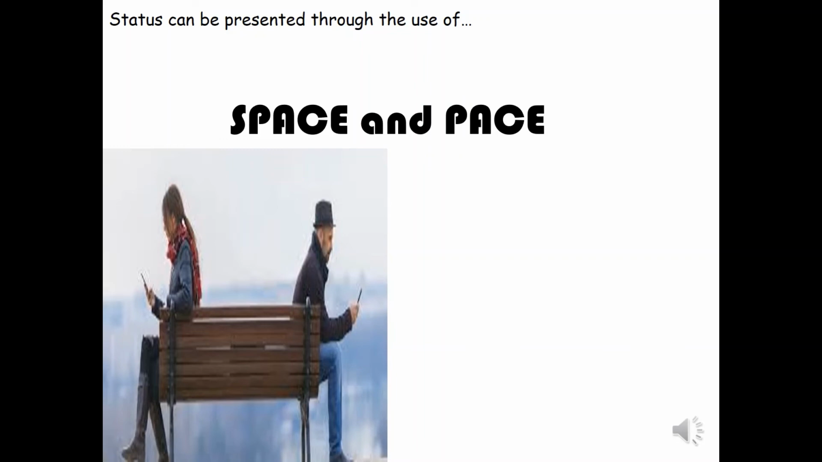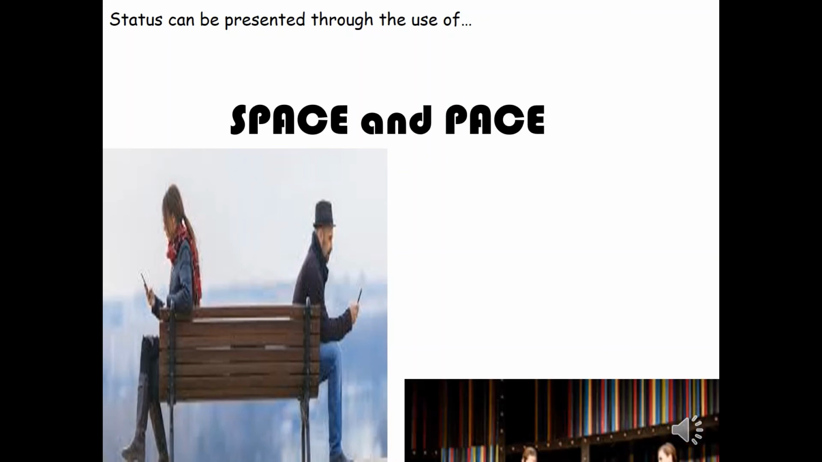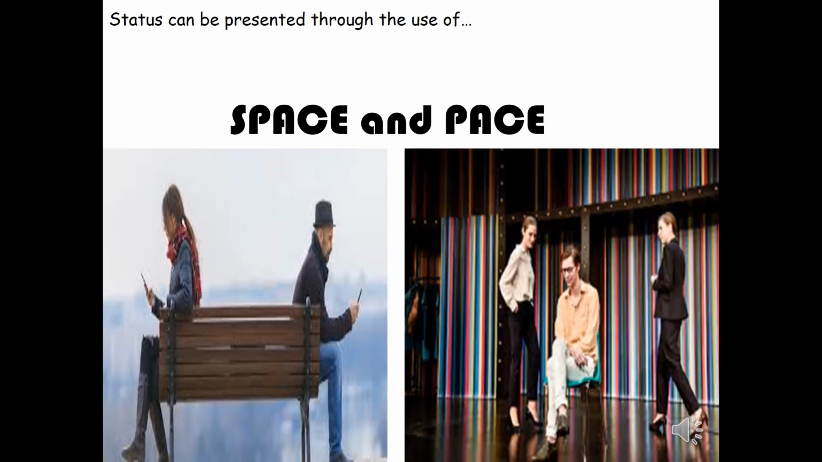Pace relates to how fast or slow you move on stage. So a fast pace could be quite frantic, quite panicky, whereas a slow pace could be quite intimidating or sneaky, depending on how the actor delivers it. So let's look at our second image. So here we have three characters, and we also have two levels. We have the middle character who's sat on a chair, that's a low level, whereas the two characters on either side, they're a high level because they stood up.